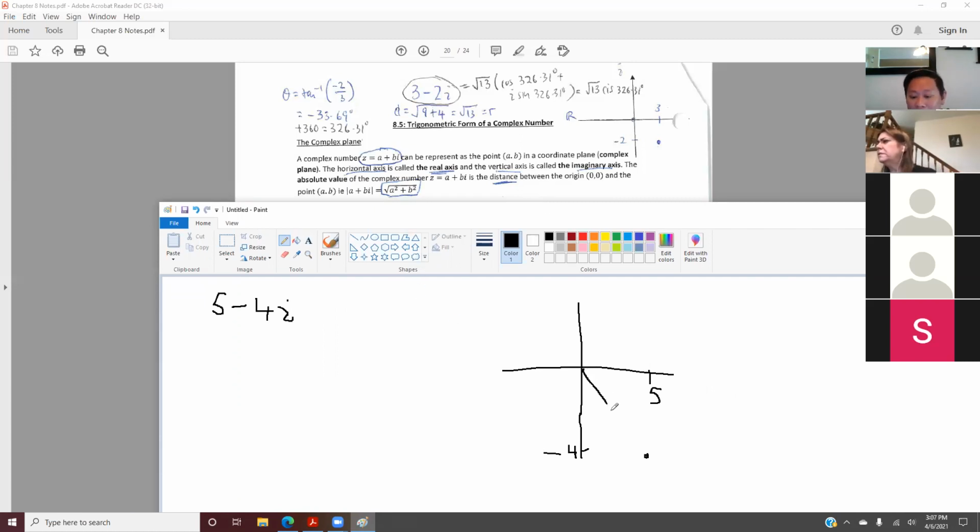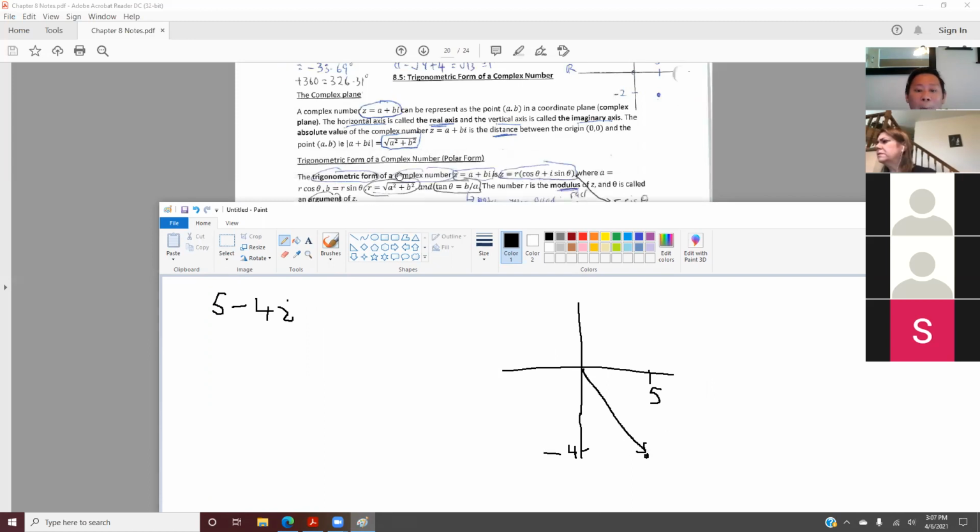The distance from here to here is called R, the radius. R is called the modulus, and the angle theta is called the argument. So this 5 minus 4i can be written down as R cosine theta plus i sine theta.